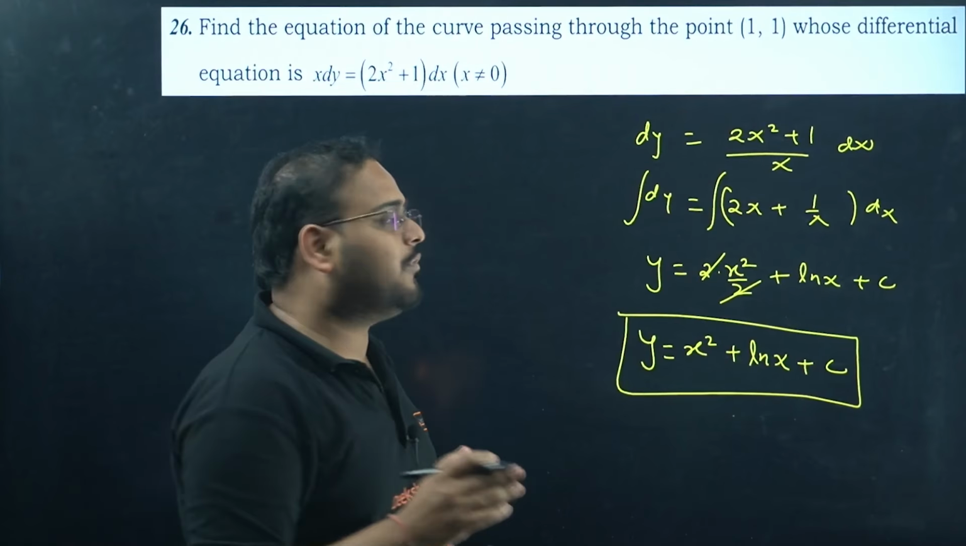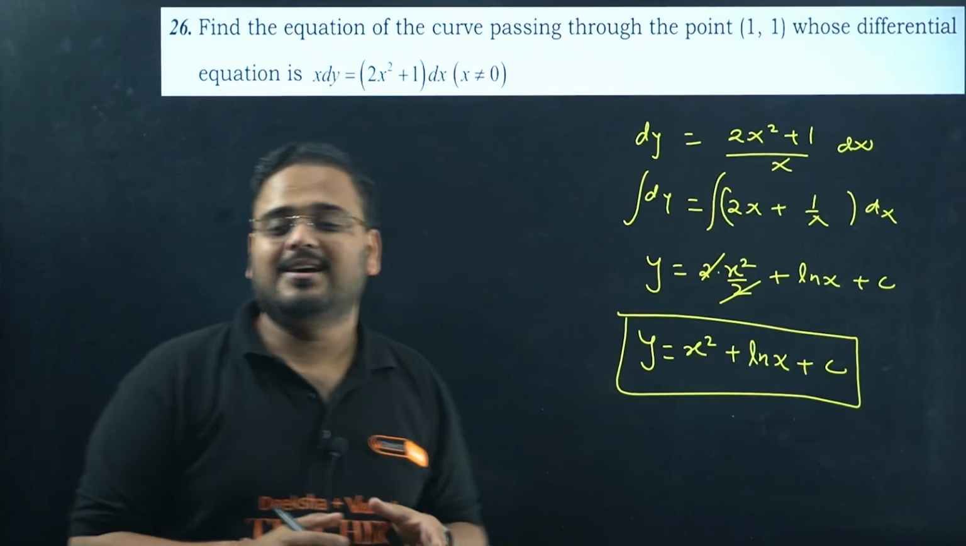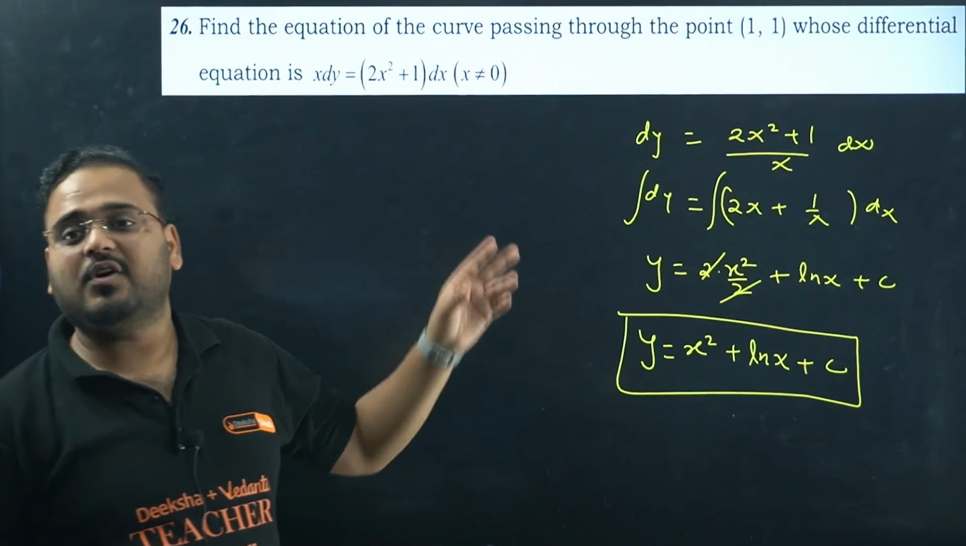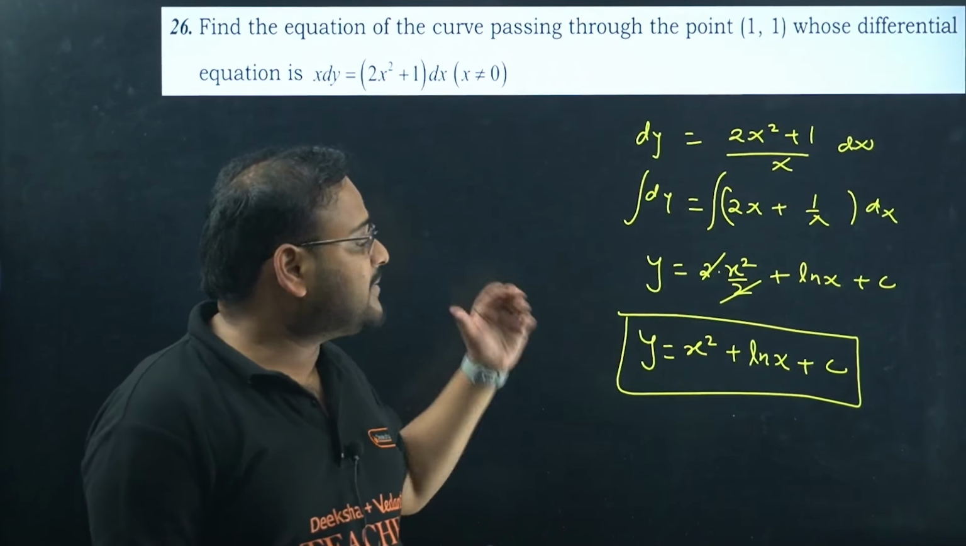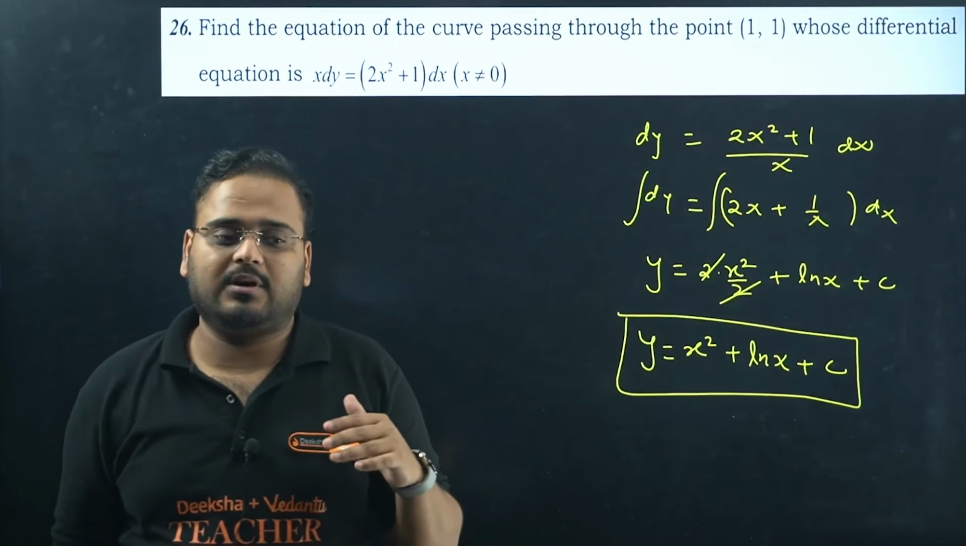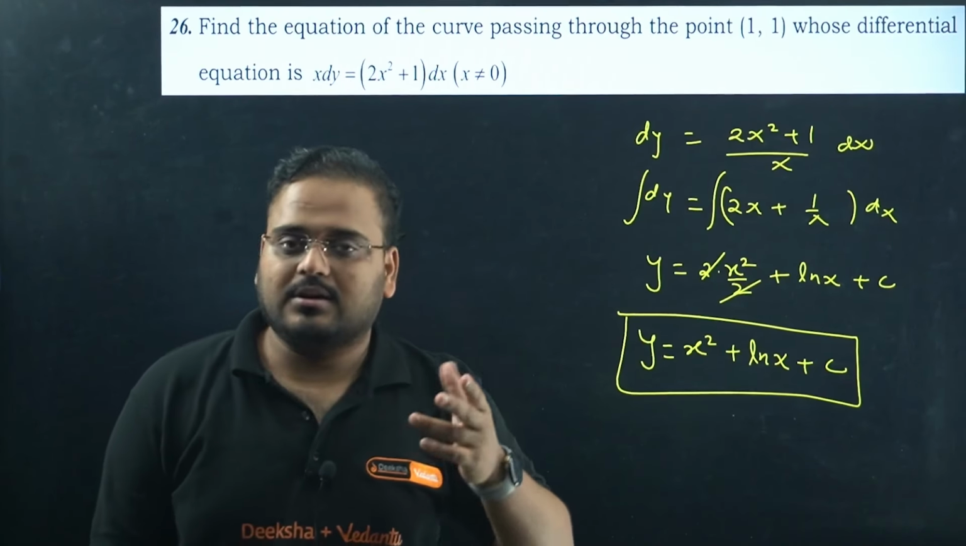So as I can see over here, this is a 2 marker. Still, it is a very good question. It's a case of a particular solution. So this model paper, the difficulty level is quite good. It is not that easy a paper.